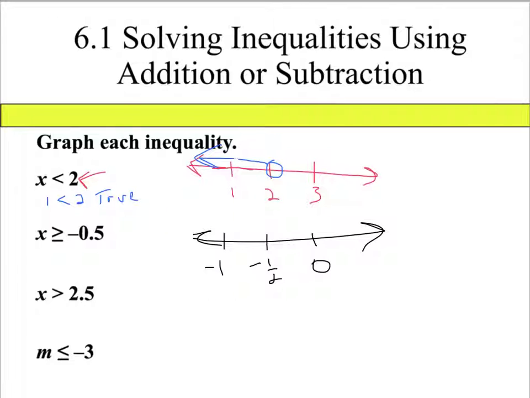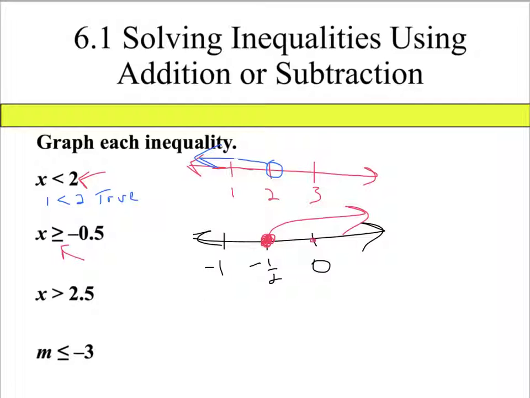If I look at this, the very first thing I do is look at that inequality sign. It says greater than or equal to. Well, when it says or equal to, can negative half be a solution? Yes, it can. Because of that, it is a closed dot. So I have a closed dot. Now it says greater than. So which one would be greater than negative 0.5? Is it negative 1 or is it 0? 0 is greater than negative 0.5, so I shade to the right.